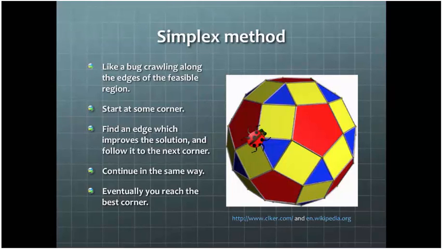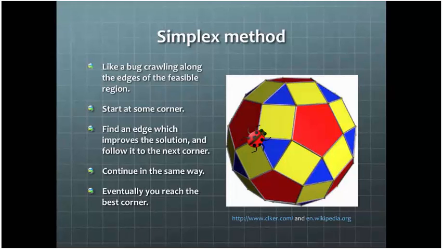So here is this polyhedron. It has corners and edges and faces. And the simplex method basically works in the following way. Namely, start at some corner. Imagine you're a bug and you locate one of these corners.